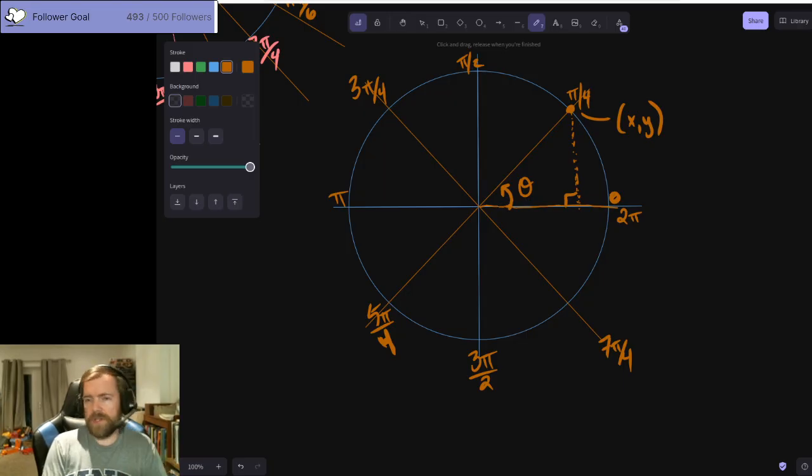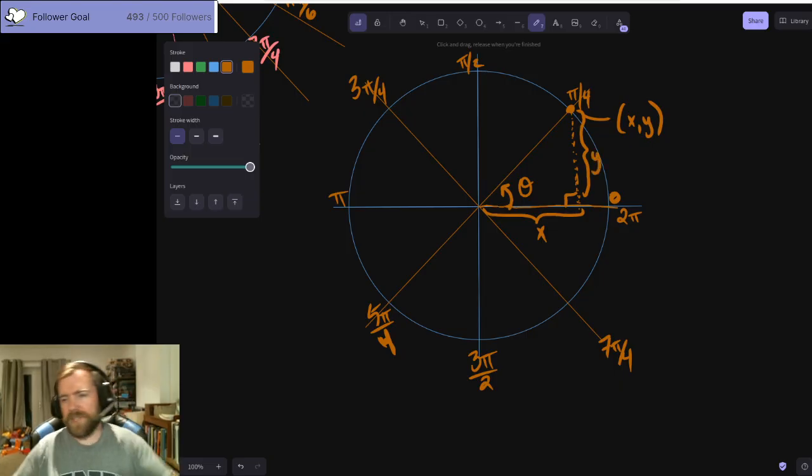So, what does this mean? Well, we've done this since Algebra 1. It means that this distance here is going to be x, and this distance here is going to be y. What have we just created? Hey, look at that. It's a right triangle. What kind of right triangle? Well, it's pi over 4 as our angle, which is 45 degrees. If you know how to trade them back and forth, it makes it pretty easy. So it's a 45-degree angle.